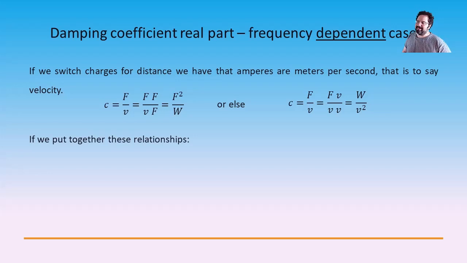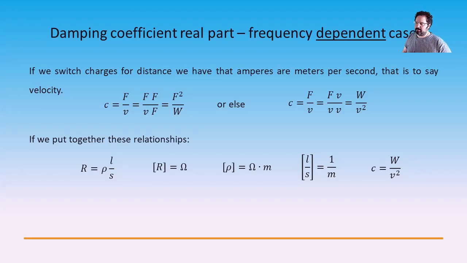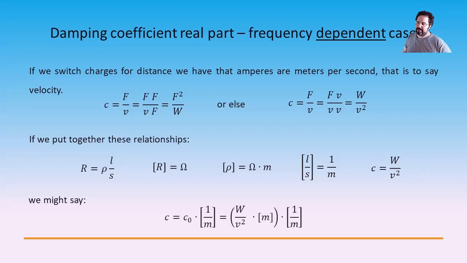If we put together these relationships, the one for resistance, the physical dimension, the resistivity, 1 over meter, and C as power over velocity squared, we might say that C is equal to, with respect to the formula of resistance, resistivity times length over cross section. That C is equal to C0, 1 over meters. That is to say, watt over velocity squared times meters times 1 over meter.